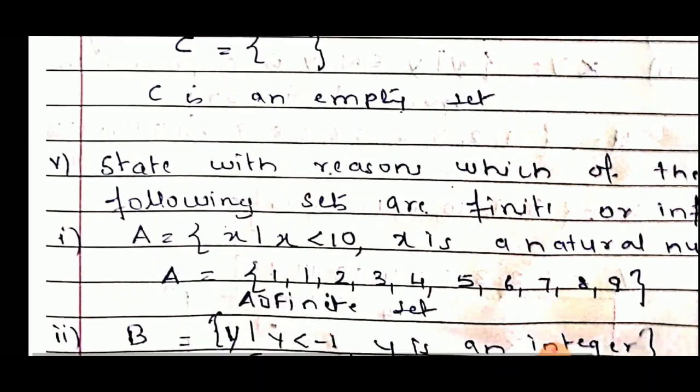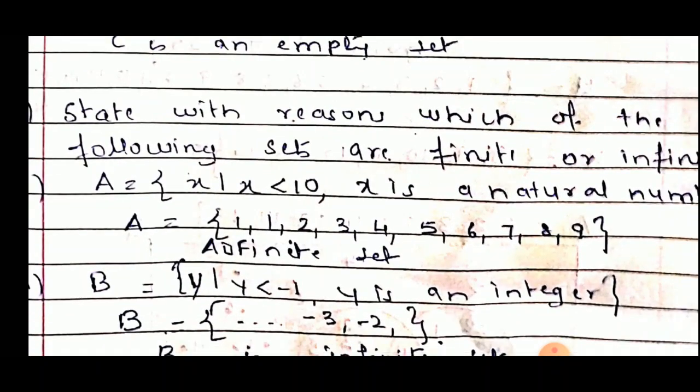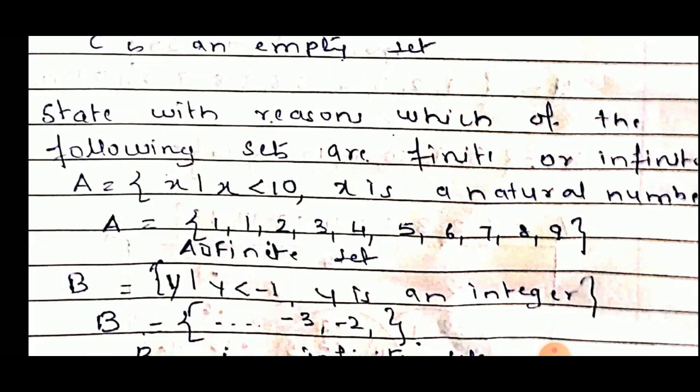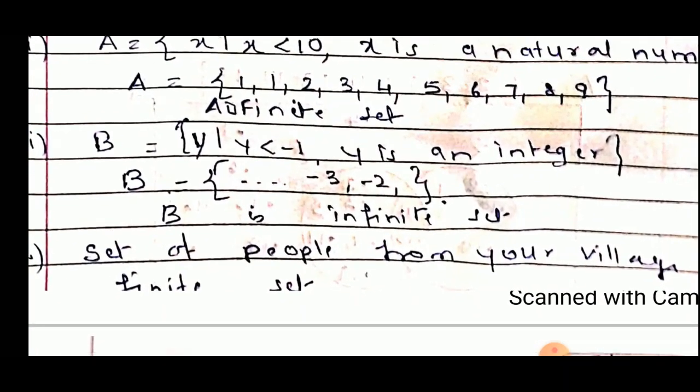Now state with reasons whether the following sets are finite or infinite. Now finite or infinite means if finite number of elements are there, then finite. If infinite number of elements are there, then infinite. Now A is the set of all x such that x is less than 10 and x is a natural number. So A is equal to 1, 2, 3, 4, 5, 6, 7, 8, 9. So A is a finite set. Then B is the set of all y such that y is less than minus 1 and y is an integer. Now there are infinite numbers of integers which are less than minus 1. So B is an infinite set.